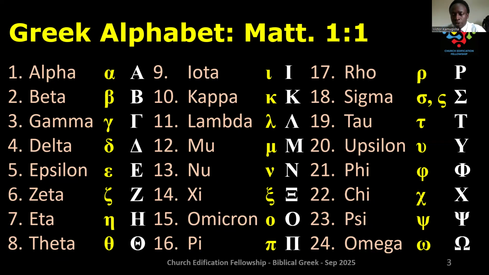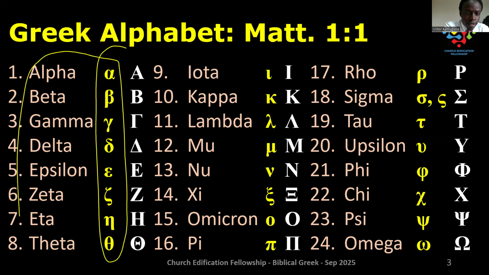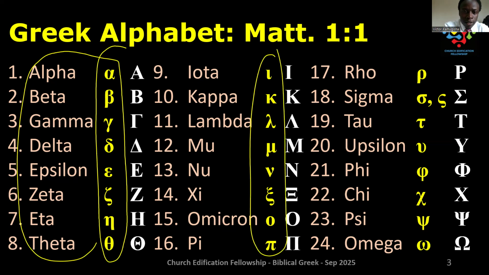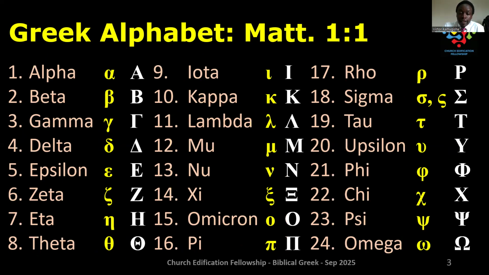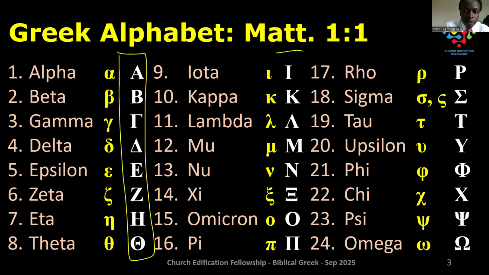And then we need to know how they are written in lowercase. So the yellow shows how these letters are written in lowercase, the small letters that technically we call minuscule. Then the white shows how the letters are written in uppercase, okay?